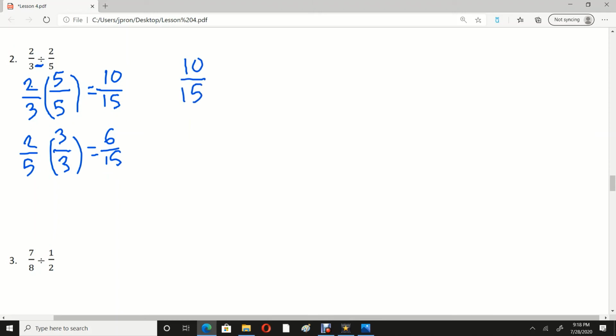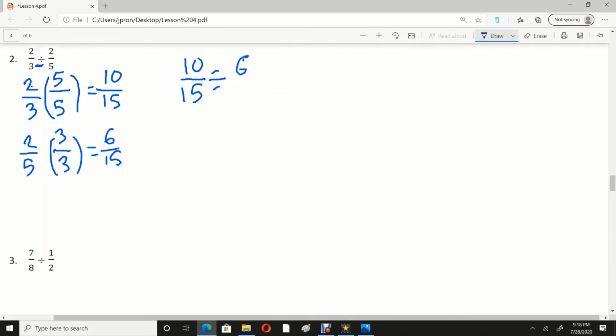2/3 was our dividend, which we changed into 10/15. And we're going to be dividing that by 6/15, which is our divisor. Common denominators, we can ignore them, and we're left with 10 over 6. Again, an improper fraction, and 6 doesn't go perfectly into 10, so technically this is a right answer, but we can simplify 10 over 6, right?